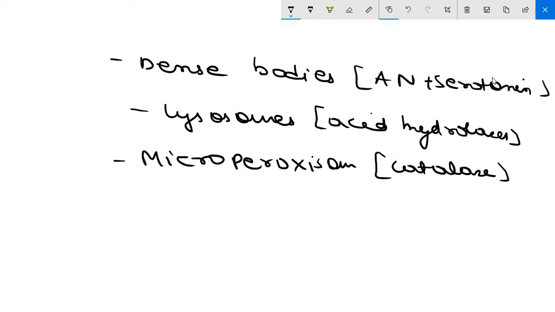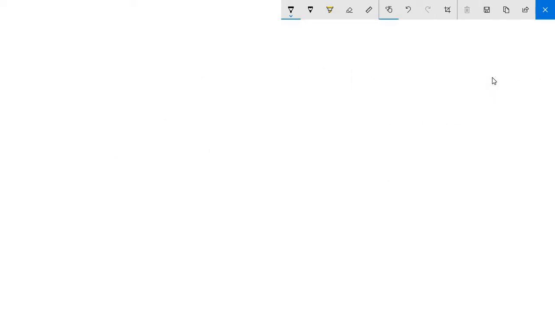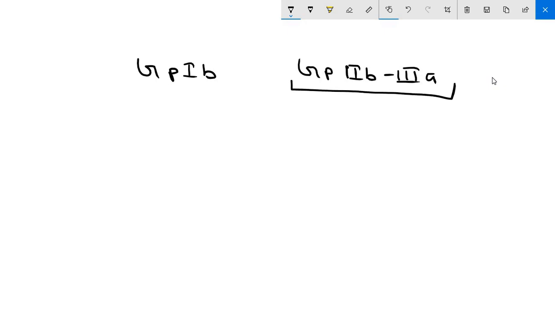Here, so these are the main contents of the platelets. Now, coming to the receptors which are present on the platelets. Platelets have two important receptors. The first one is your GP1B and the second one is your glycoprotein 2B3A. So these are the two basic types of receptor which are present on the platelet. Glycoprotein 1B, glycoprotein 2B3A. Clear?